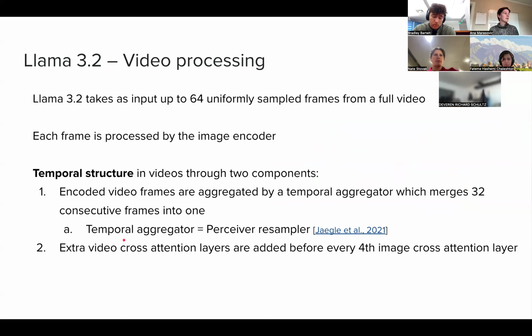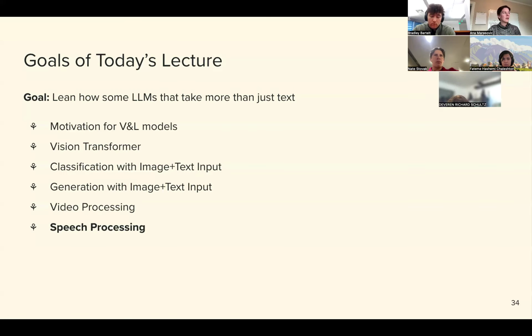And another thing that's done is extra video cross-attention layers that are added before every fourth image cross-attention layer. So it's a lot. It's becoming more complex, right? And video processing is definitely not there yet.